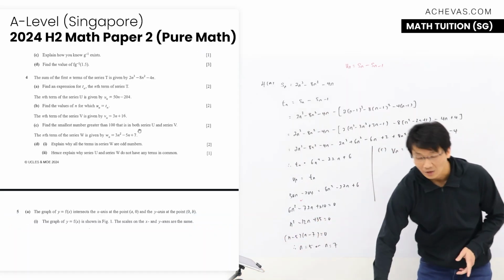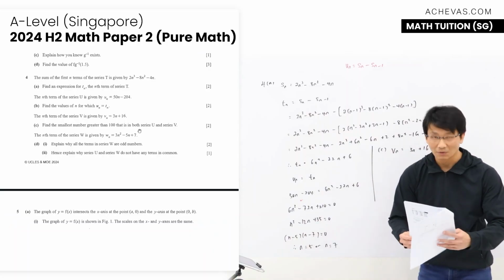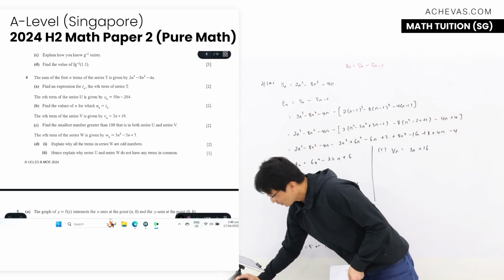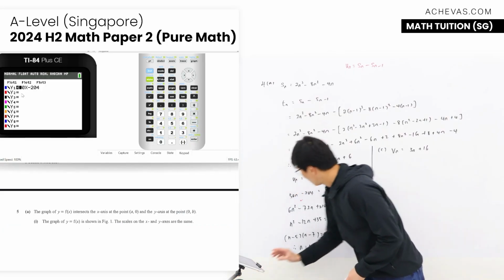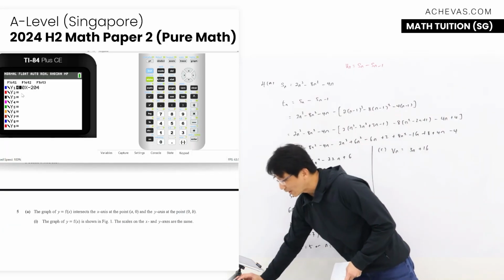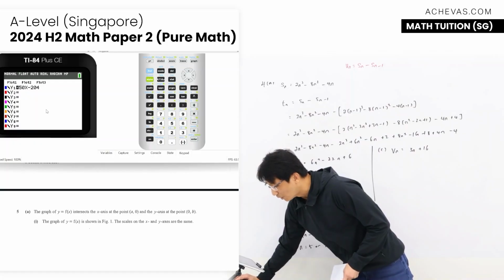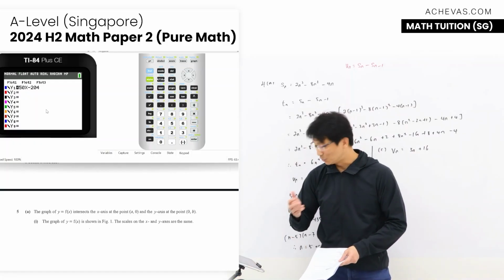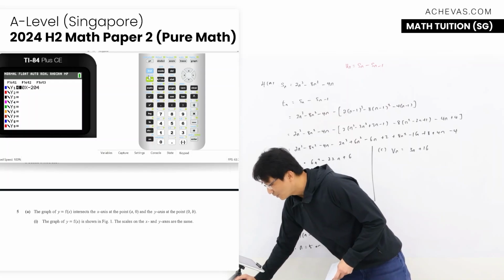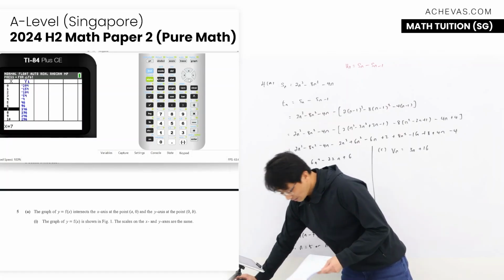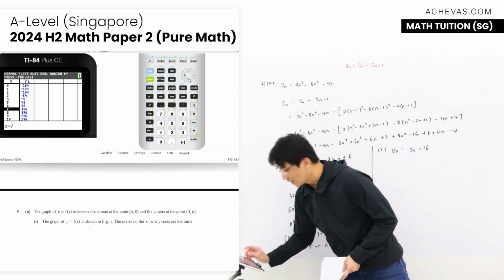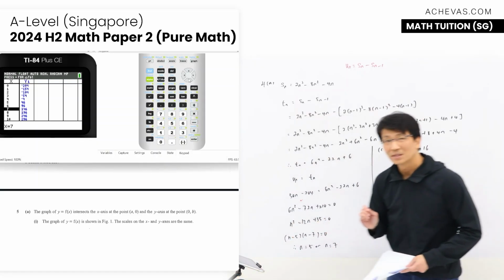I think the best way of doing this perhaps is to make use of our GC. For our GC, I'm going to key in the equation 50n minus 204 as 50x minus 204. Since we know that n is an integer, I'm going to use the table to generate different values of n and the different values that it will get. Since the question wants us to find the value that exceeds 100, the first value that I will see is n equal to 7.